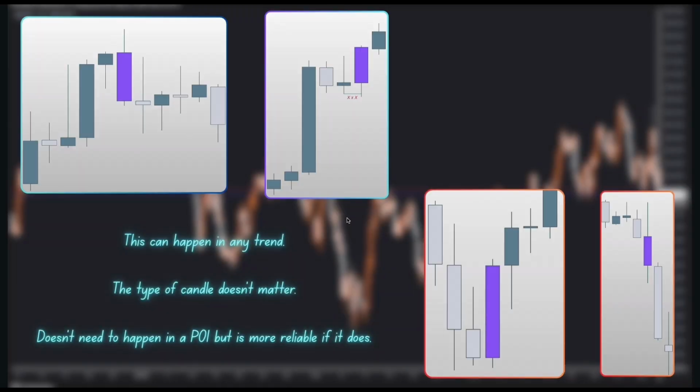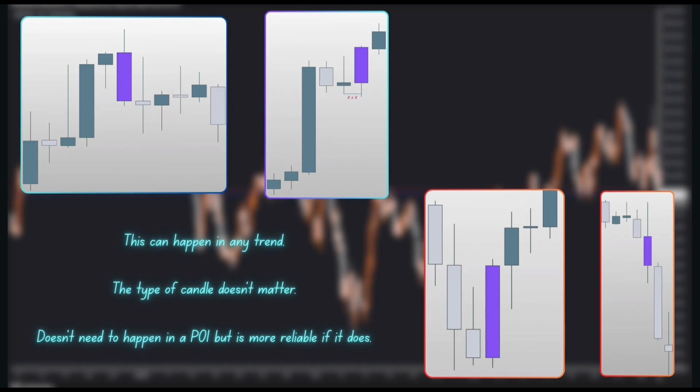Alright, so let's get started. So what is a manipulation candle? This type of candle is known for doing something tricky. It first breaks the low or high of the previous candle, making it look like price is about to continue in that direction. But then, instead of following through, it closes strongly in the opposite direction.